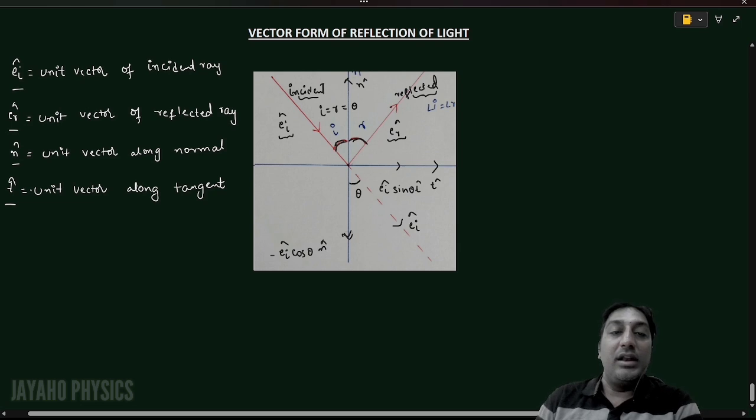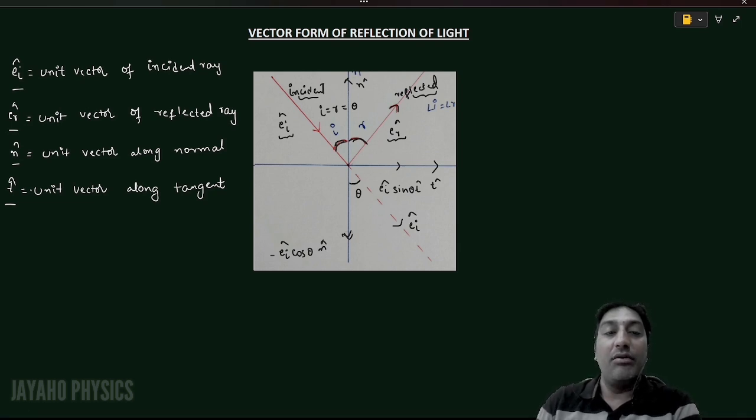Similarly, if you resolve e suffix of R cap into two components, here it will be e suffix of R cap cos theta times the n cap, and e suffix of R cap sine theta times the t cap.